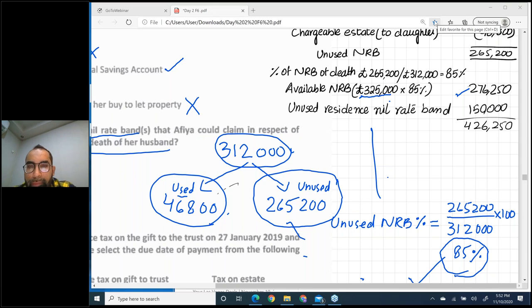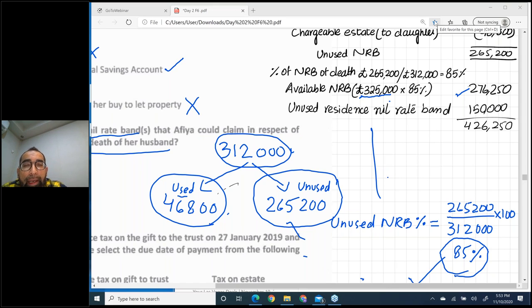Now, so we calculated the unused percentage using existing data 12 years back, and we applied it on the new NRB of 325,000. So one thing, please look at me. The normal NRB she received from husband is 276,250.